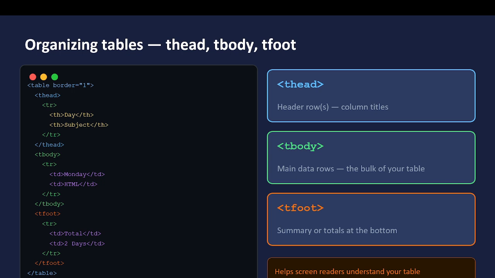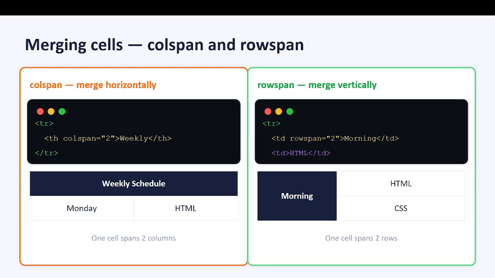In addition to this, you can also have some more tags, that is thead, tbody and tfoot. These are semantic tags which help screen readers to understand your table. Coming to one more option, you can also merge cells. Just like how you have seen in Excel, we can merge adjacent cells. In the same way, by using colspan and rowspan, we can merge columns or rows.